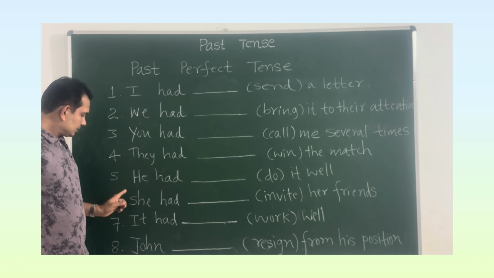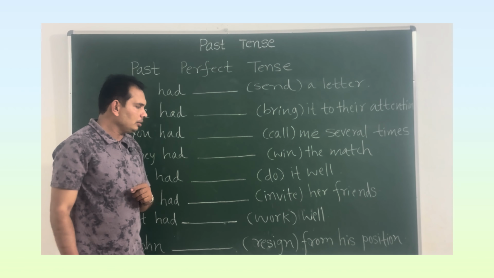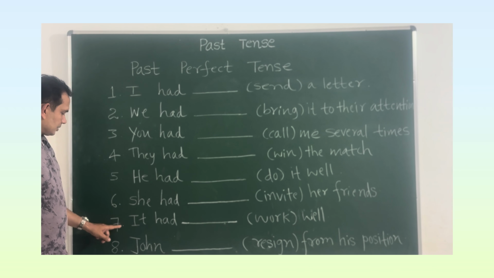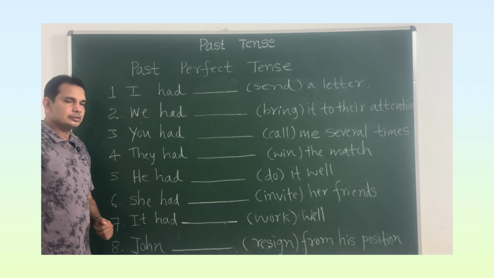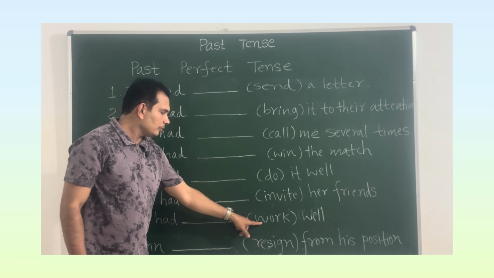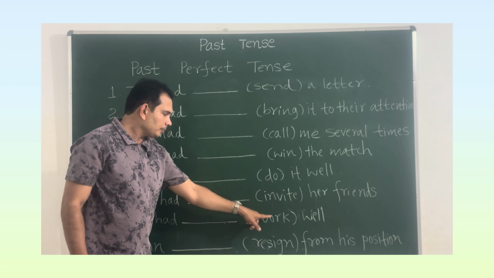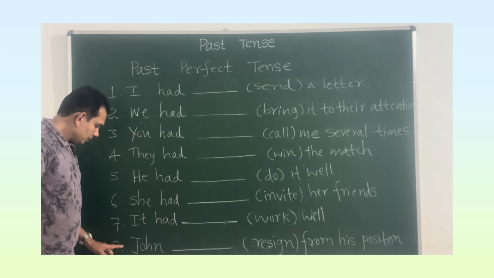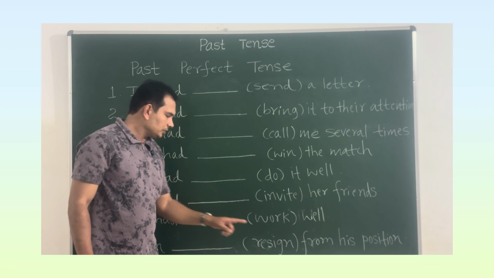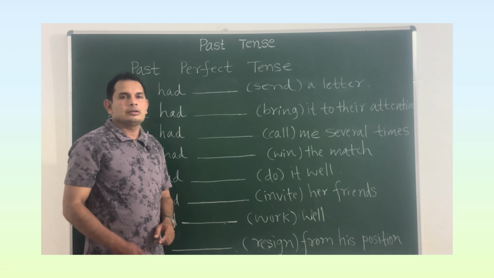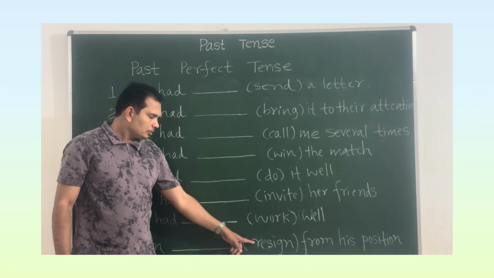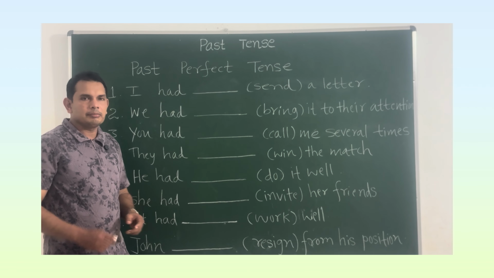Question number 6. She had dash her friends. The verb is invite. 7. It had dash well. Work is the verb. It's the base form of the verb. You are required to write the past participle form of the verb. Last question here, question number 8. John dash from his position. Resign is the verb given. You need to write the past participle form of the verb resign in the blank.